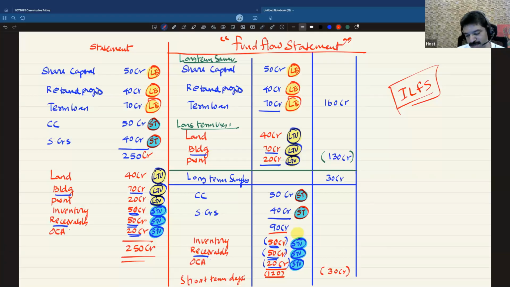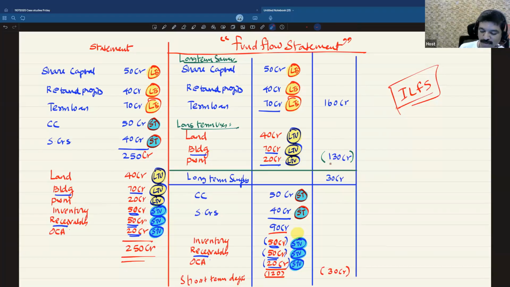Now, my agenda was to, first of all, introduce what is fund flow statement. Because once you get clarity on the purpose of the statement, then you will develop the ability to read the statement. Now you got the purpose of the statement to communicate what is the long-term funds, what is the long-term use, whether there is surplus or deficit, and how that surplus is handled.